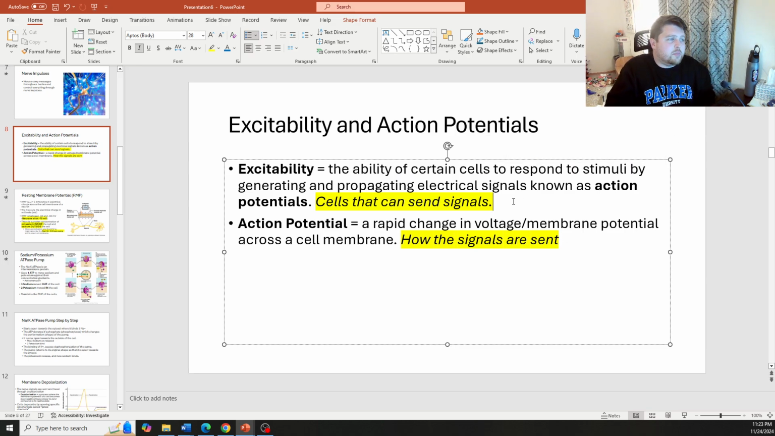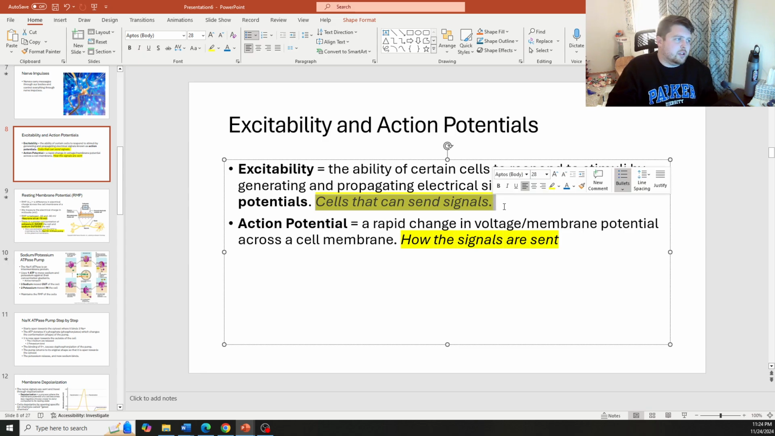So our excitability is cells that can send signals. That's what excitability means. If a cell is excitable, it can send signals. The action potential is how it sends those signals.